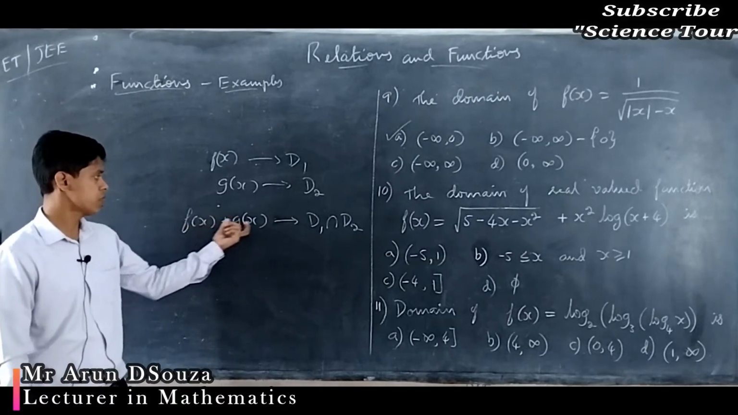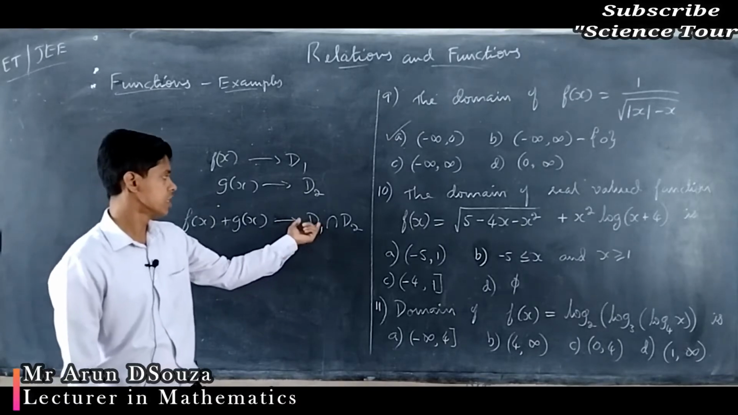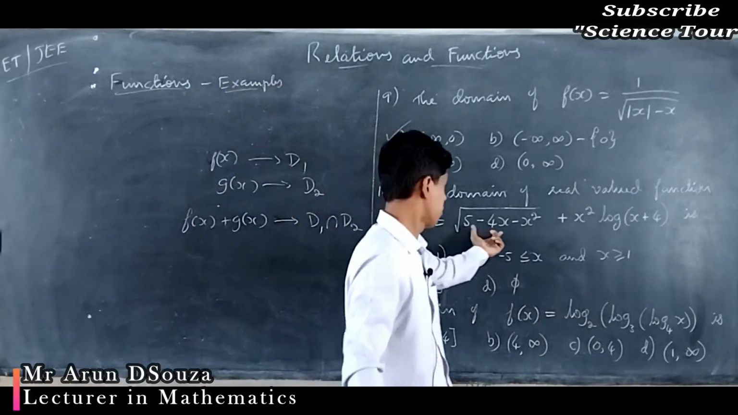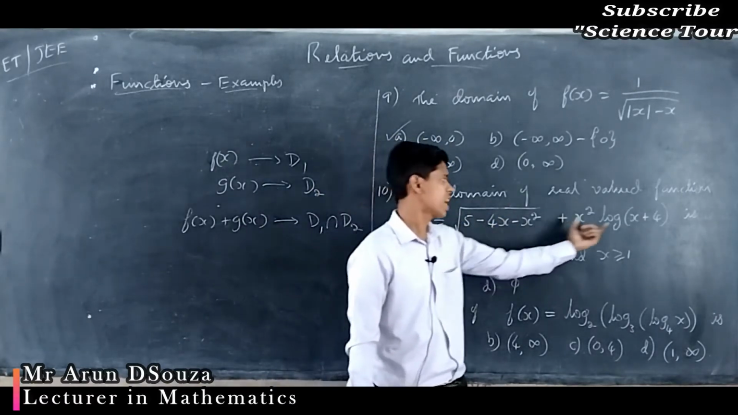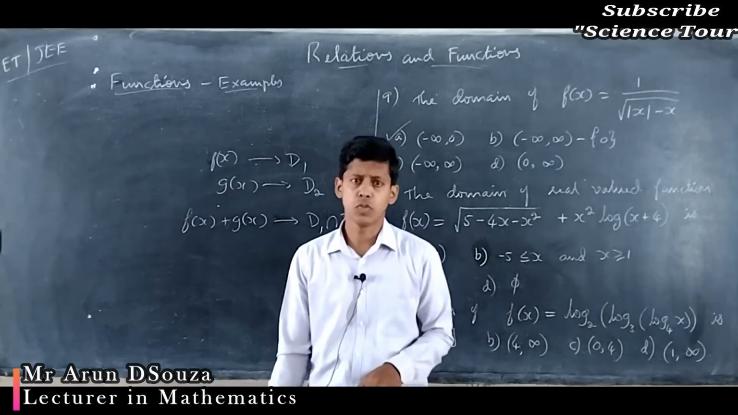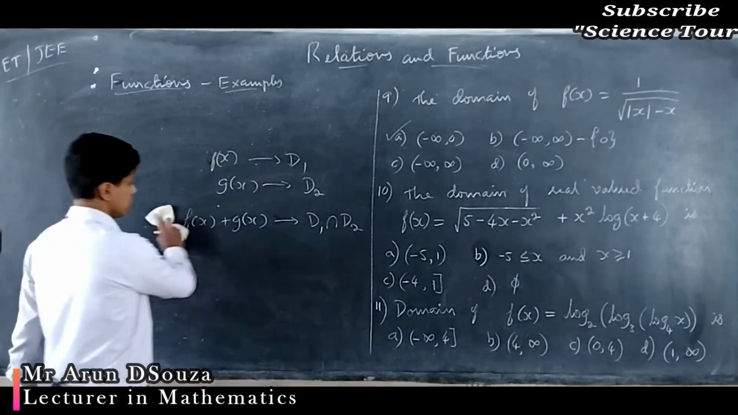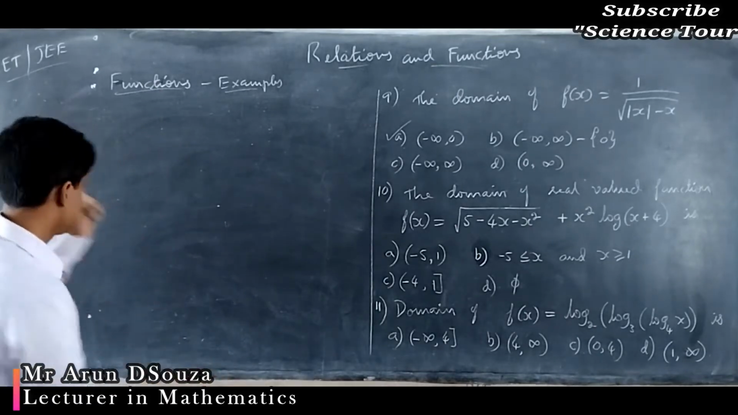So f of x plus g of x. Yes, how do you find the domain? d1 intersection d2. So let's find the domain of f of x, I mean this function, this is f of x. So you can take this as g of x and h of x. So let's find the domains separately and then we'll find the common region. Well, so let's begin.